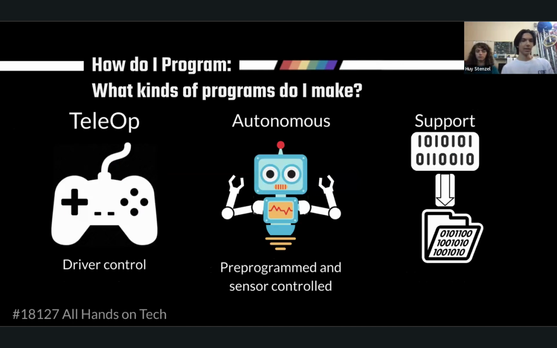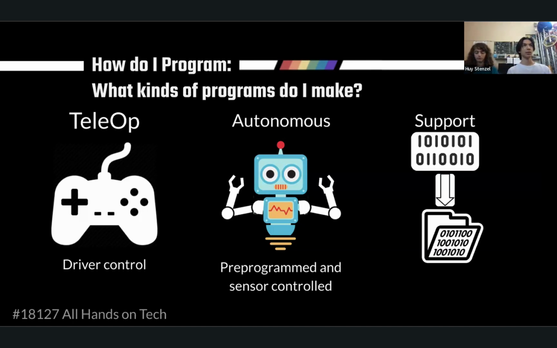Okay. Now that you know what to program on, you need to know what kinds of programs you'll be making in FTC. The first one, and likely the most basic program, is a teleop program. And these are the programs that allow your robot to interpret inputs from a gamepad or a controller to movements on the field. So this is like when you push forwards on the joystick and your robot drives forwards.